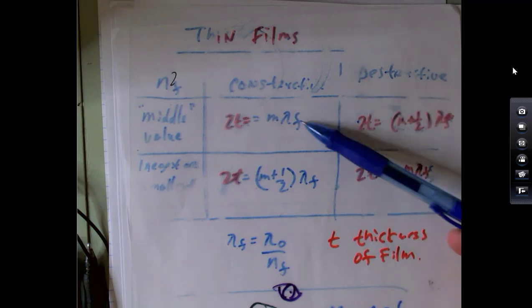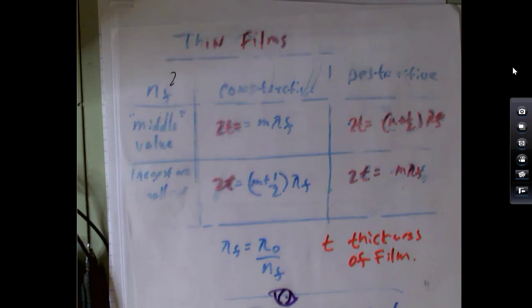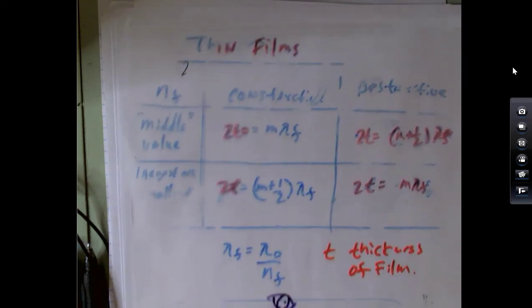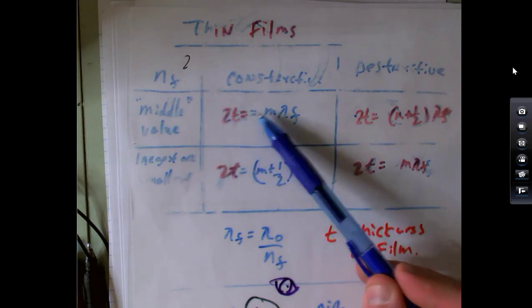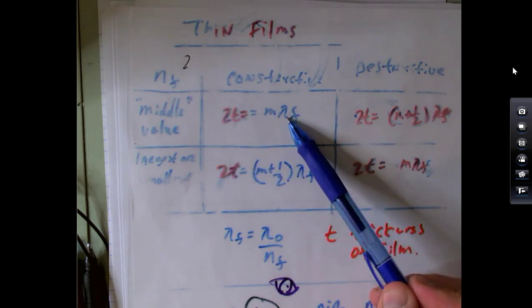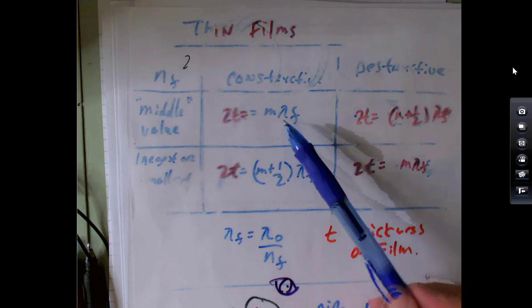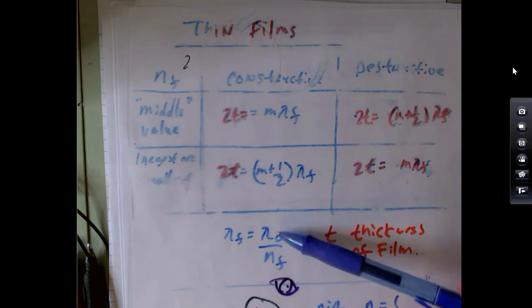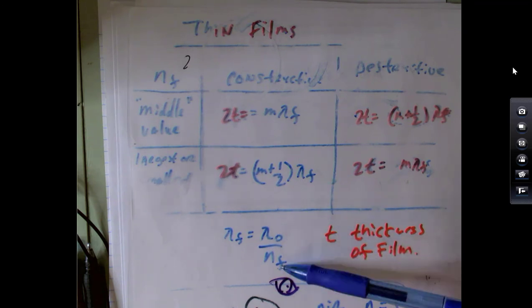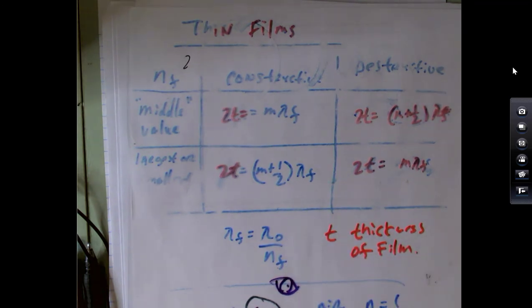So now that we know that this is constructive interference, then it's not too bad to solve this problem. Just remember in this formula, 2t equals m times the wavelength in the film. The wavelength that they actually just gave us is the wavelength in air. So to get the wavelength in the film, you take the wavelength in air and divide it by the index of refraction of the film. So we have to do a little bit more work there.